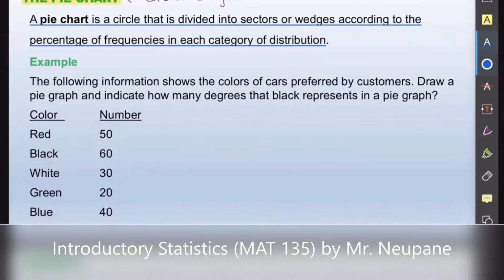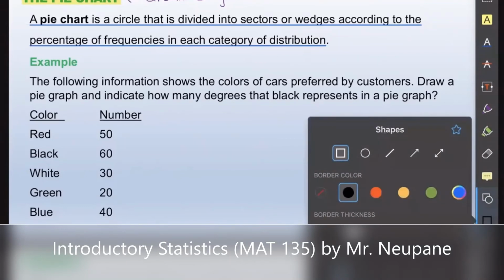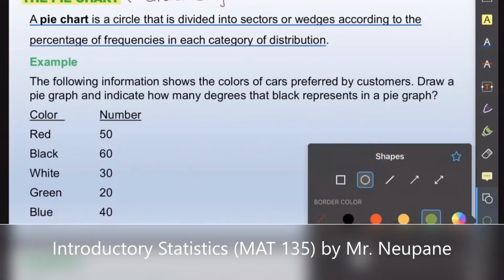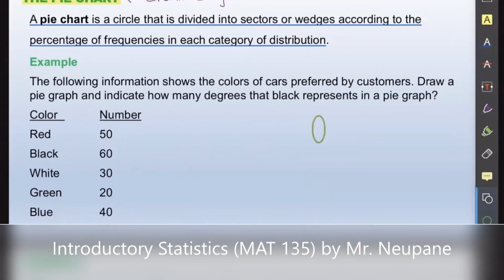So for that, what you have to do is draw a circle. It's a circular diagram, so we draw a circle. You can also create a circle in your notebook.